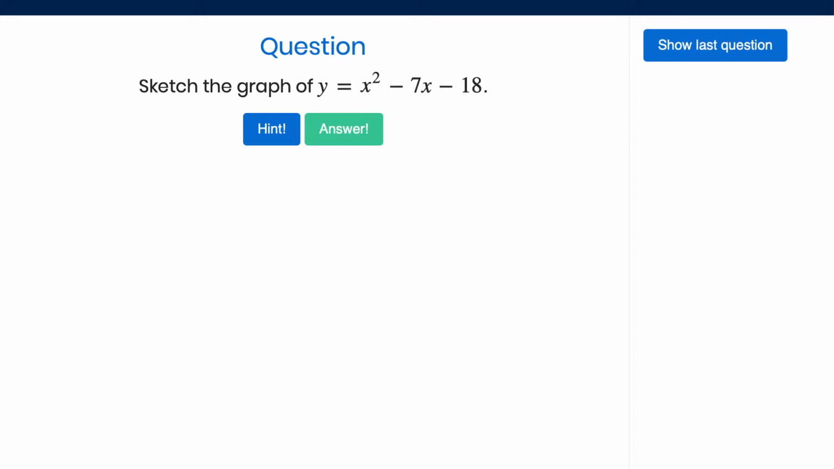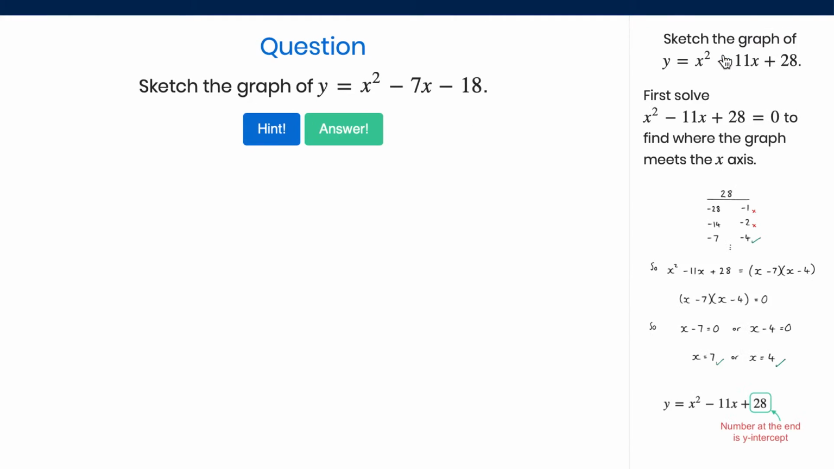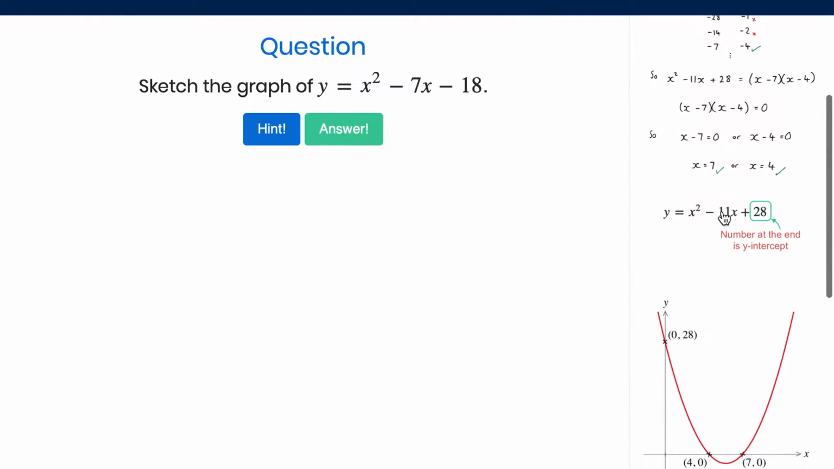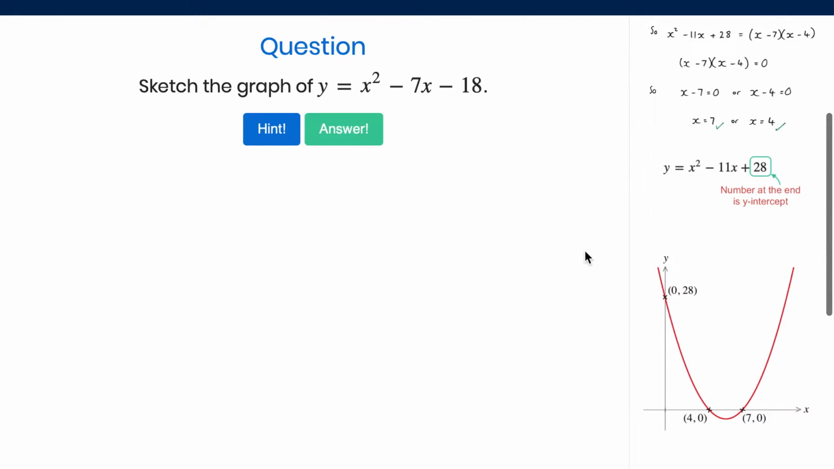Here is another example. Sketch the graph of y equals x squared minus 7x minus 18. Follow the method from the last question shown here on the right hand side. Pause the video and have a go. Okay, so here is the answer.